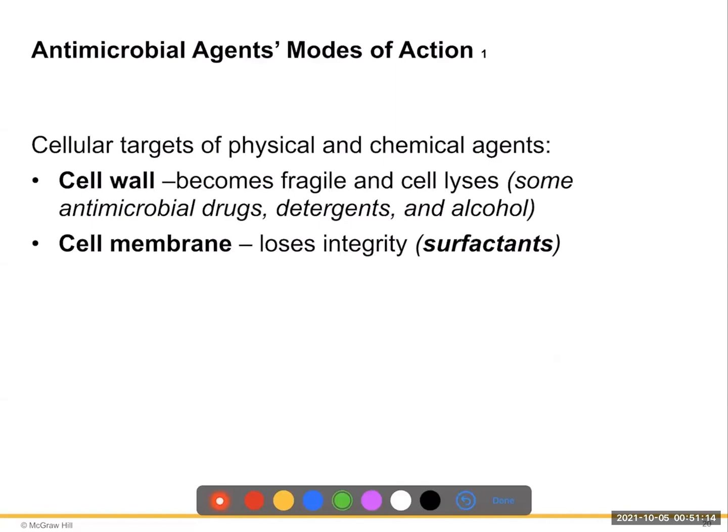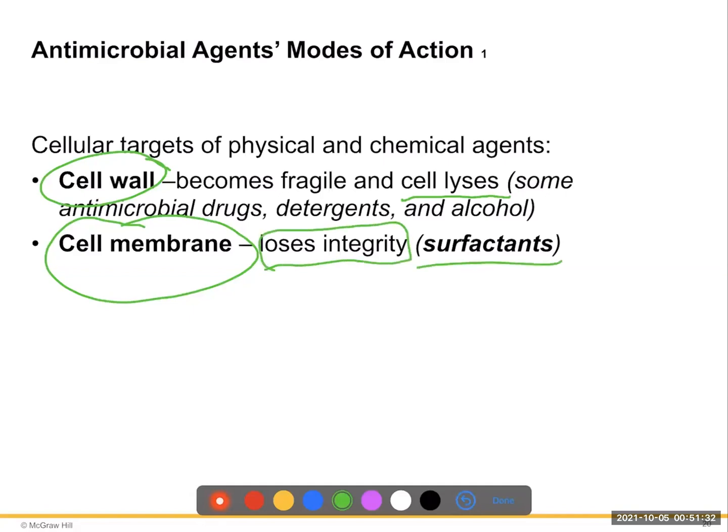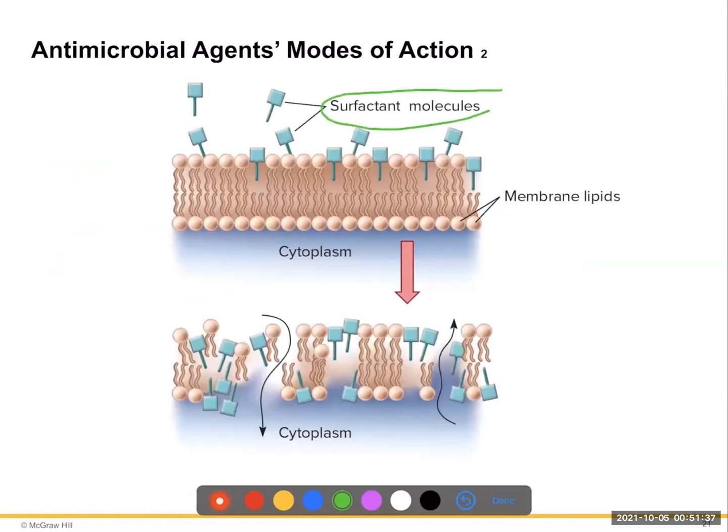Okay. What we're targeting is the cell membrane, and in bacteria, the cell wall. Remember, human cells don't have a cell wall, bacteria do. So the cell wall becomes fragile and the cell lyses, which means it explodes, with some antibacterials. And with the cell membrane, we lose the integrity of the membrane. With surfactants, we break up the integrity of the cell membrane and the contents leak in or out. These are surfactant molecules. They bind to the surface of the membrane and cause an opening in it. Then things can leak in and the cytoplasm can leak out, basically destroying the cell.